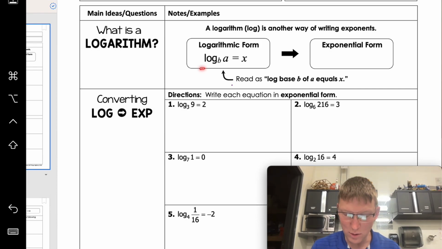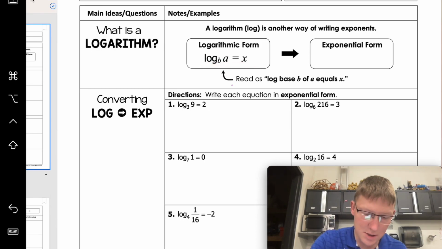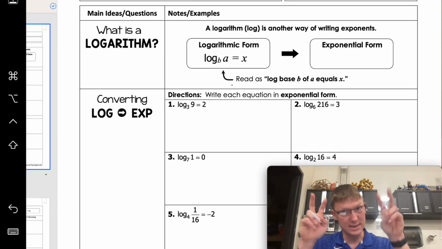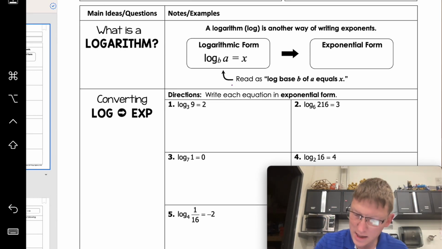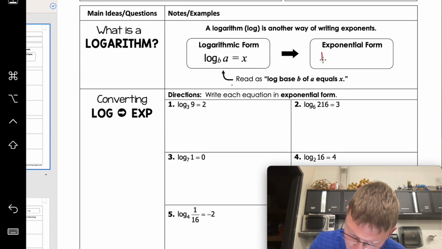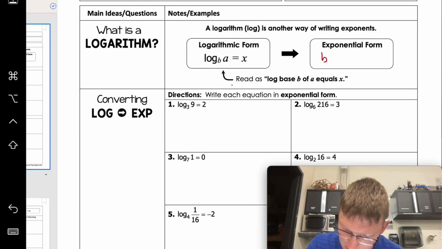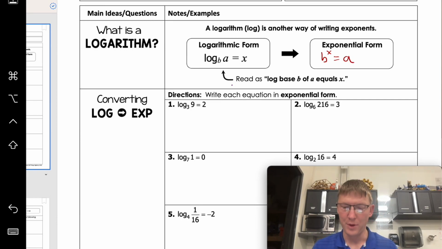So it says logarithmic form. This reads log base b of a equals x. So we've got a little cheat sheet right there. Log base b of a equals x. And what that means is, if we were to put that in exponential form, we can say log base b, so b is our base, and then we switch the a and the x. So log base b of x equals a. So this is really important.